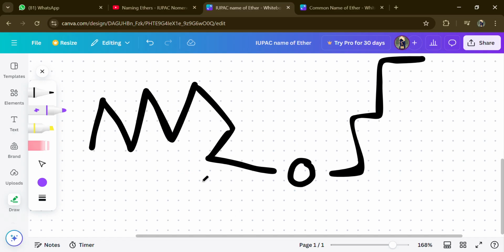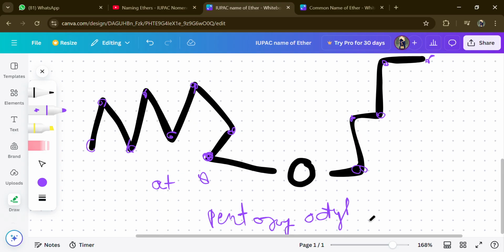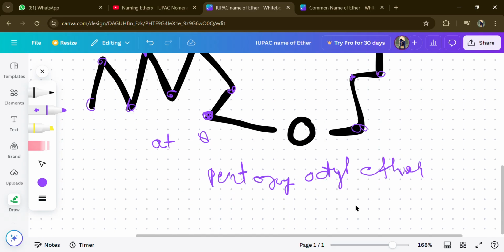Okay, I'm considering that you have just given it a try. So first we'll mention the carbons. So at first, 1 carbon, 2 carbon, 3 carbon, 4 carbon, 5 carbon, 6 carbon, 7 and 8. What do we call 8 carbons? It's oct. 8 carbons. Then 1, 2, 3, 4 and 5. So how will we name it? Pentoxy, pentoxy, then octyl ether. Pentoxy octyl ether. This is its nomenclature.